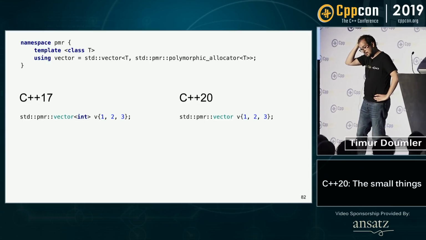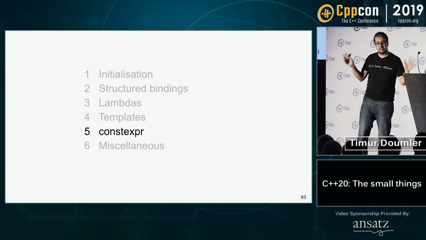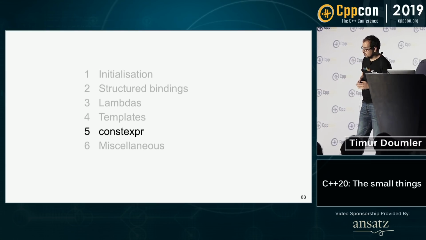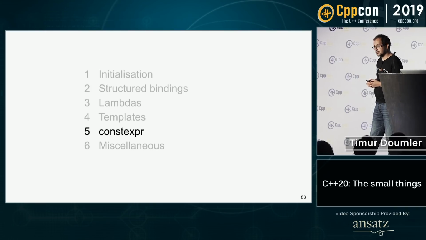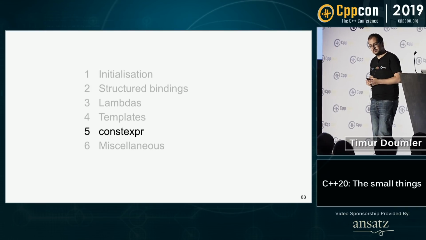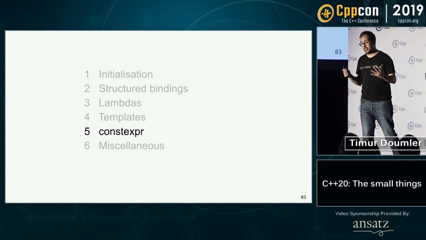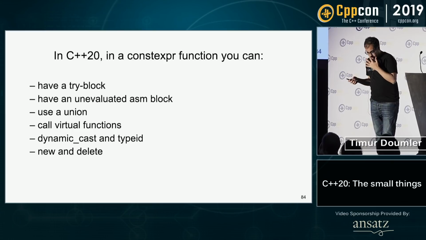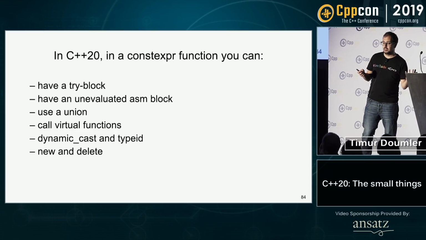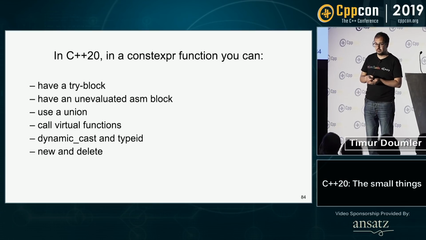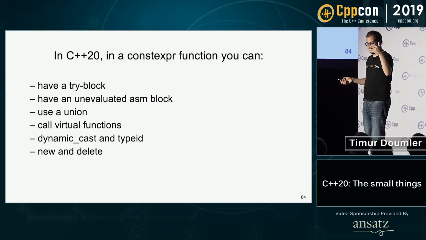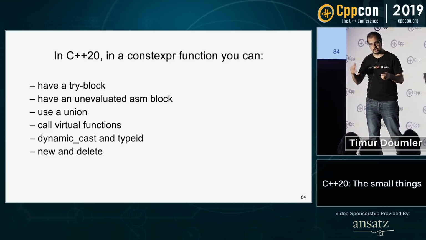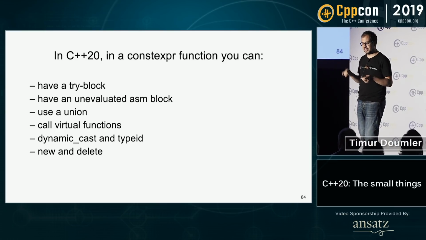Okay, so now that we're talking about templates, let's talk about constexpr and compile-time programming. There are things you can do in the constexpr world and things you cannot do in constexpr. In C++20, there are a lot more things you can do in a constexpr context. So if you are in a constexpr function, you can now have a try-catch block in there. You can't actually throw exceptions at compile time, but you can have the try block in there. You can have assembly in there, as long as you don't actually evaluate it at compile time. We're going to see something more about that later.